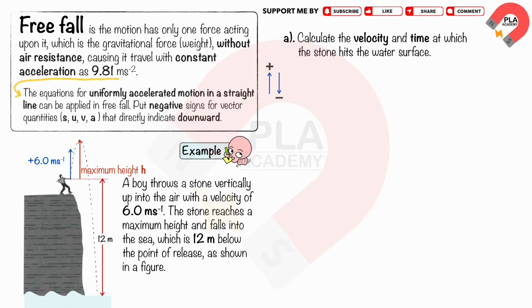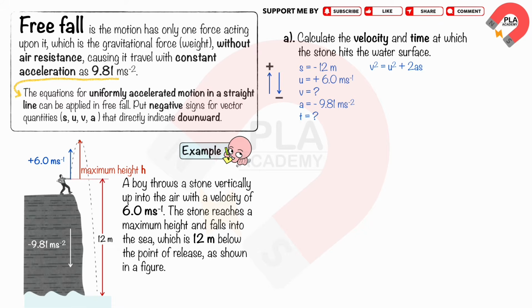When the boy throws a stone to reach the sea, its displacement, s, equals negative 12 meters, negative indicating that it's downward, its initial velocity, u, equals 6 meters per second, its final velocity equals v, its acceleration, a, equals negative 9.81 meters per second squared, negative indicating that it's downward, and its time equals t.